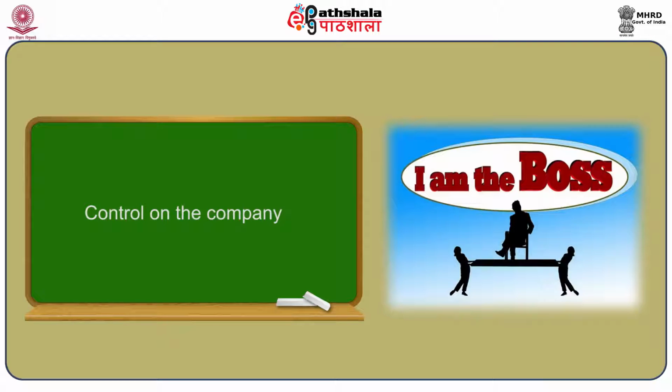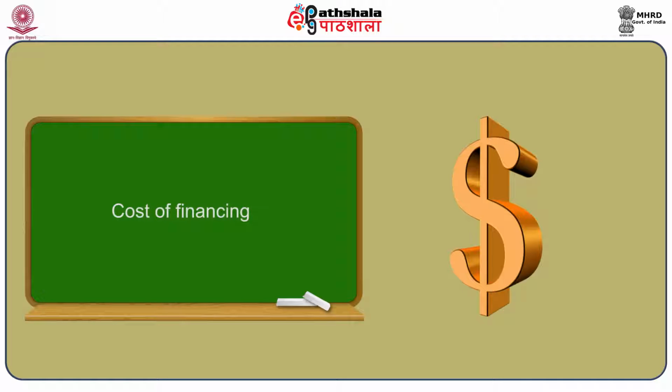Second, control on the company. When any company wants to keep its control intact, then there is a tendency of the company going for more debt. If it goes for more equity, then there will be dilution of equity, dilution of control. So in such cases, companies would like to go for more debt. The third is cost of financing. If the company is contemplating reducing the cost of capital, naturally it will go for a higher amount of debt which is cheaper.